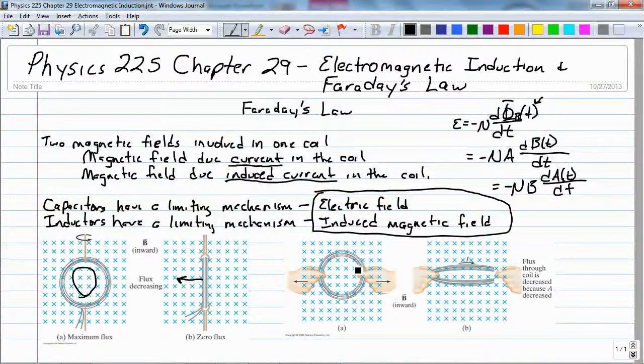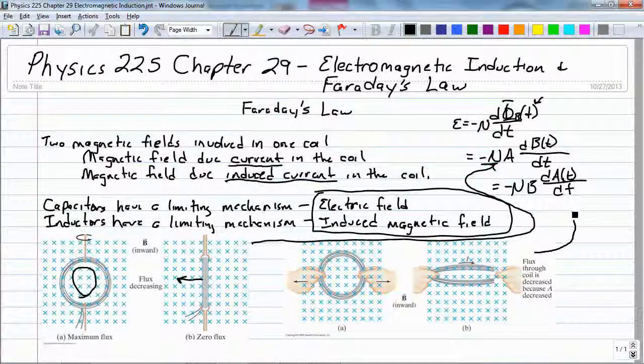The other way we can do it is to change the area. So I'm not changing the orientation of the area vector and the coil relative to the magnetic field, but I'm stretching the coil, changing the area, and I'm going to induce a current inside the coil because I've changed the area. So we see that the left-hand picture would go with the top equation there, and the right-hand picture would go with the bottom equation. So there's two different mechanisms that we can use to induce a potential, induce a current inside of a coil.